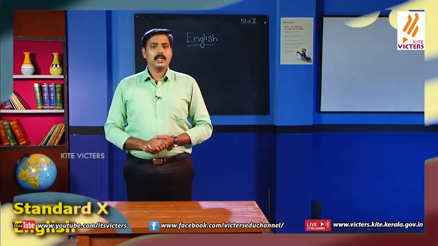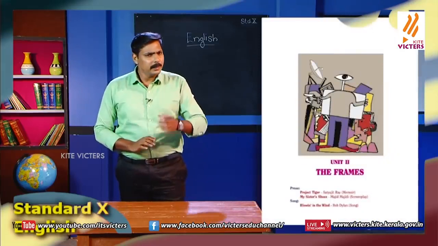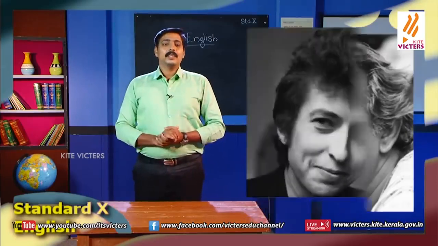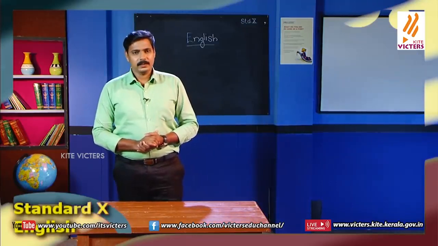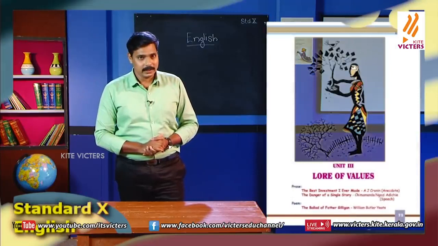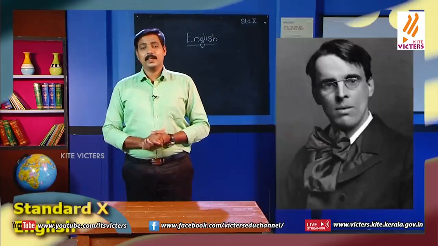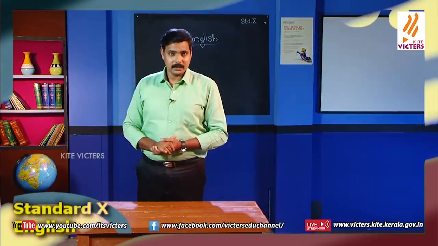Second unit is the frames. Do you get any image in your mind? Yes, the film reel, isn't it? It is related with cinema. Third unit, laws of values. Those mean stories. The stories, the literary pieces in that unit will give you some values.